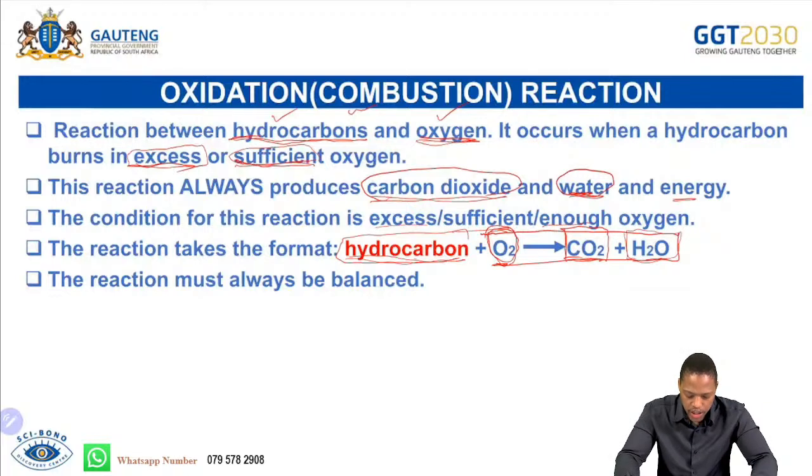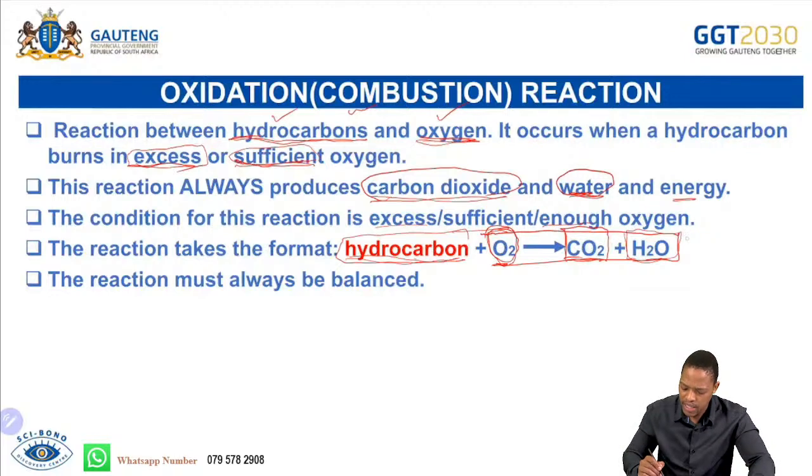Okay, the reaction must always be balanced. So after you have written the reaction, say they've told you a certain organic compound is undergoing combustion, then you must write the chemical equation. Whatever the hydrocarbon they have used plus O2 gives you CO2 plus H2O. After that, you need to balance that chemical equation.